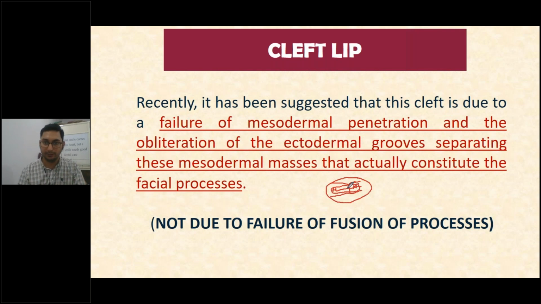I hope this is clear, right? This is very important to understand. If it is not given, the option will be failure of mesodermal penetration. If that is the option and the other three are something else, then it is a clear-cut answer. If the other option is due to failure of fusion of processes, and the second option is failure of penetration, the answer will be failure of penetration. If failure of penetration is not given and only failure of fusion of processes is given, then this becomes the answer obviously, because the actual answer is not in the options. So you need to understand what to answer according to the type of question. Okay, moving on to the next thing now.